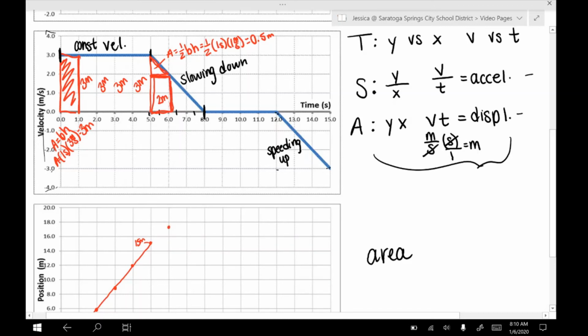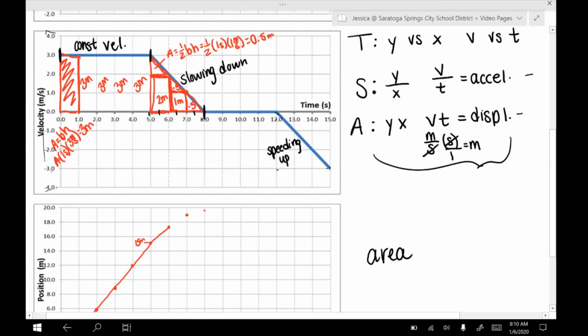Then in the next section, I travel, well, this little triangle is going to be 0.5 again. This triangle will be 1 meter, so I travel an additional 1.5 meters. So that puts me at 19. And then this little triangle here has an area of 0.5, so that puts me at 19.5.